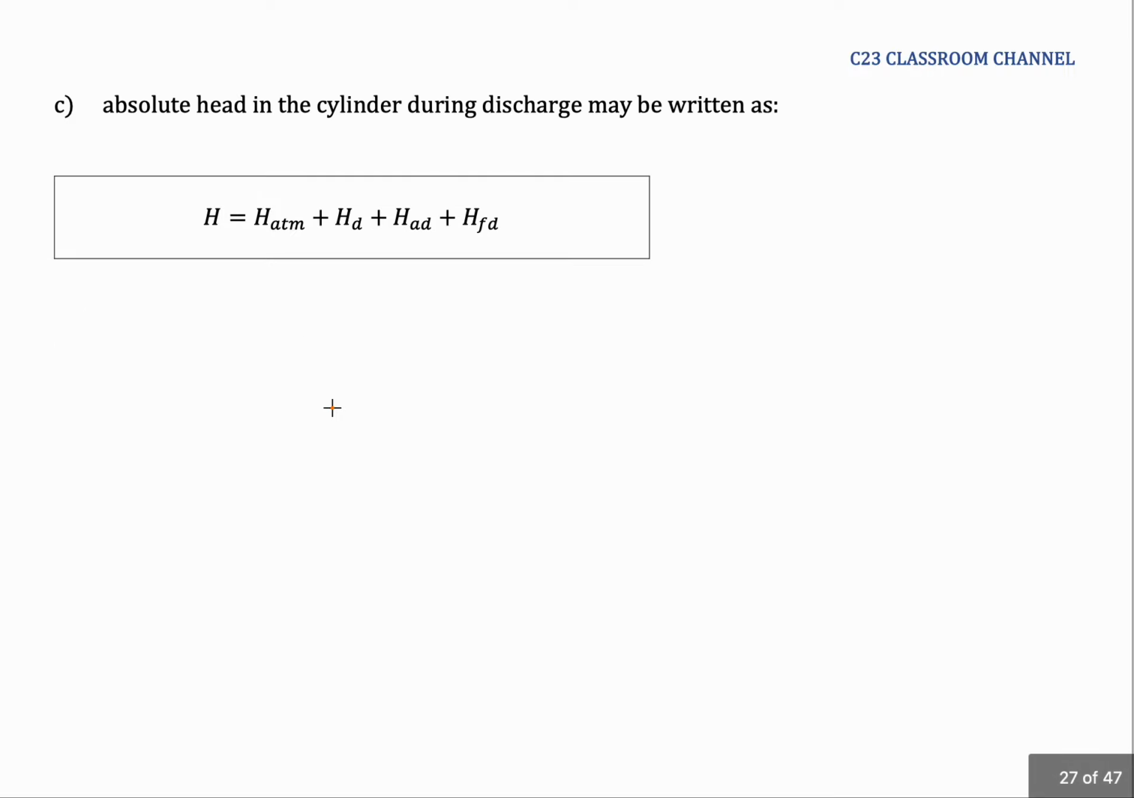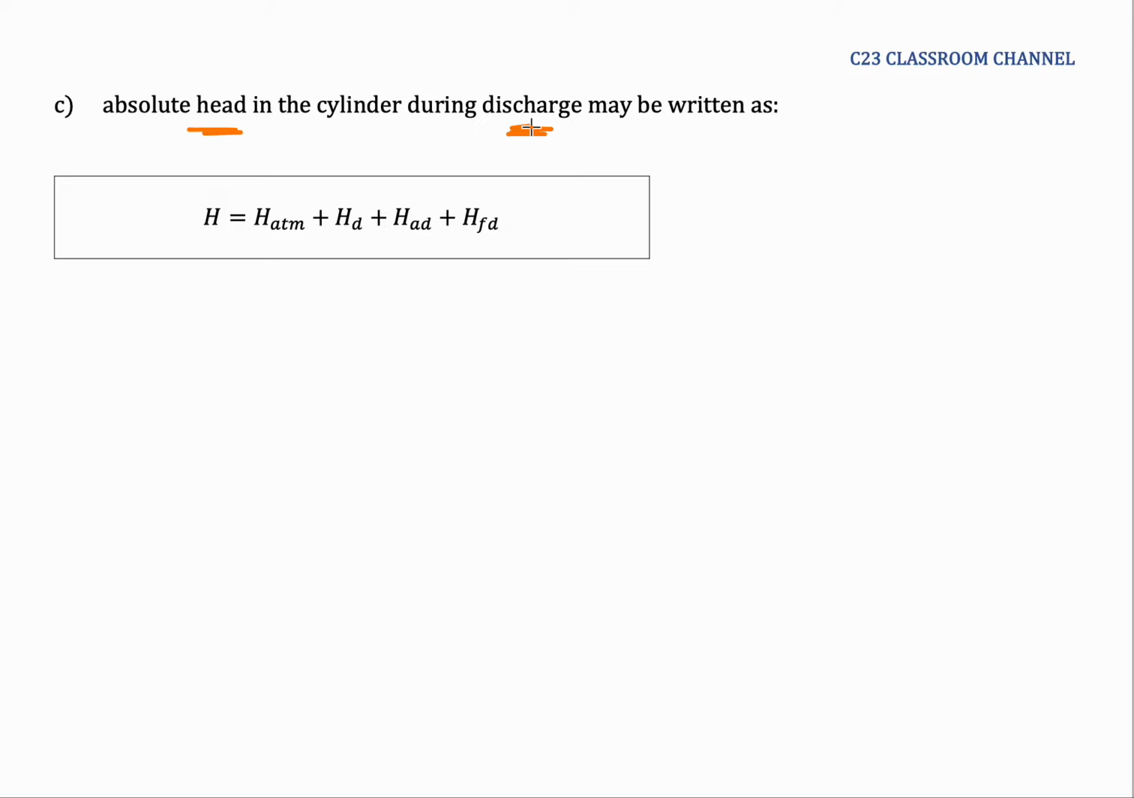And then, so this is new for us. This is new for you. We need to calculate the absolute head in the cylinder during the discharge motion. Previously we calculated during the suction, but now we need to calculate during the discharge.